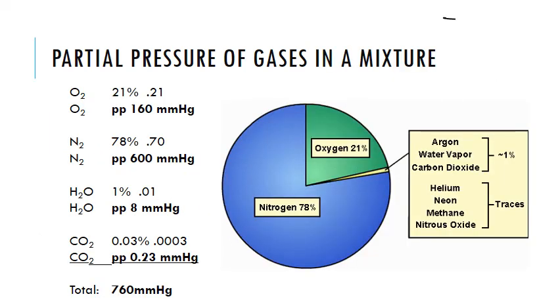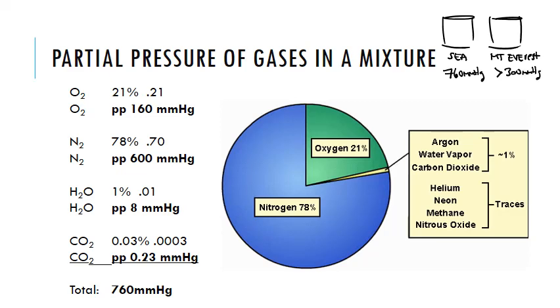So if I took two samples of atmosphere, one at sea level and one at the top of Mount Everest, what we would see is that the atmospheric pressure, as we already talked about at sea level, is 760 millimeters of mercury. And at the top of Mount Everest, it's less than half, so it's less than 300 millimeters of mercury, because there are fewer gas molecules up there.